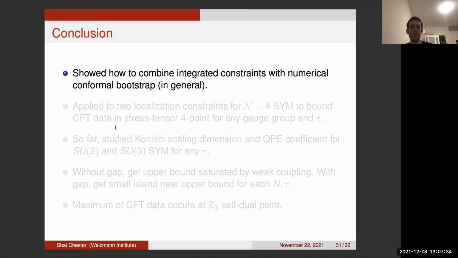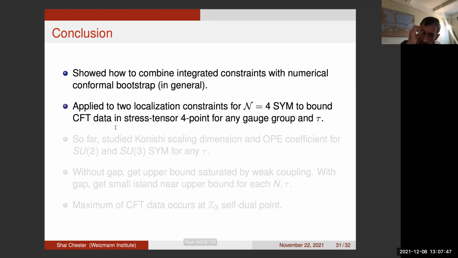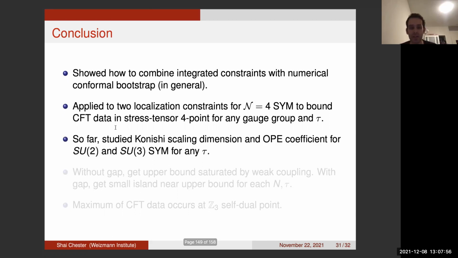Anyways, okay. So in conclusion, we showed how to combine integrated constraints with a numerical conformal bootstrap in general. I was talking about n equals 4 Super Yang-Mills, but I think this same approach should work in any dimension as long as we have integrated constraints. In particular, we apply two localization constraints for n equals 4 Super Yang-Mills to bound CFT data in the stress tensor 4-point function for any gauge group and tau. In principle. In practice, so far we've done it for the lowest dimension operator, called the Konishi, as well as its OP coefficient, for specifically the SU2 and SU3 theory, but for any value of tau.